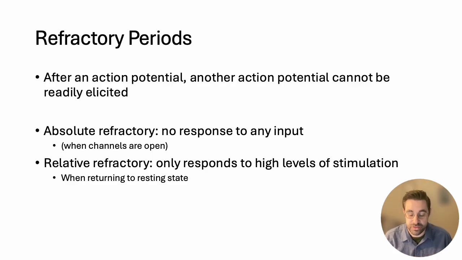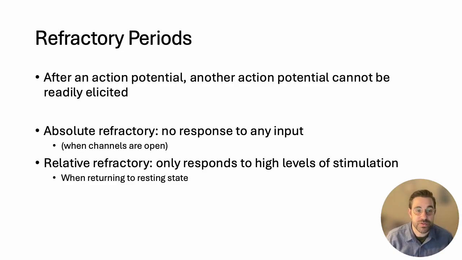One thing to talk about in terms of action potentials is that we're going to be sending these electrical signals, but we can't send them all the time. There's what's known as a refractory period, where after one action potential is sent, another action potential cannot be readily elicited. So each neuron can only fire at a certain rate. Okay, it's pretty fast, but can only fire at a certain rate. So you can't always be sending a signal.